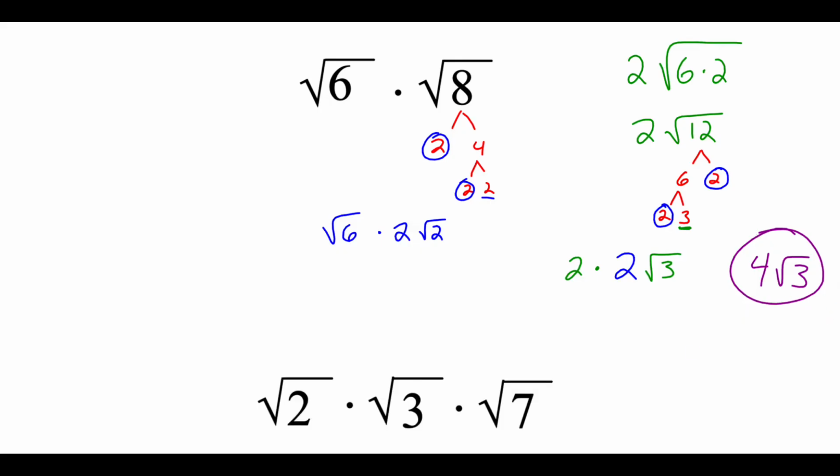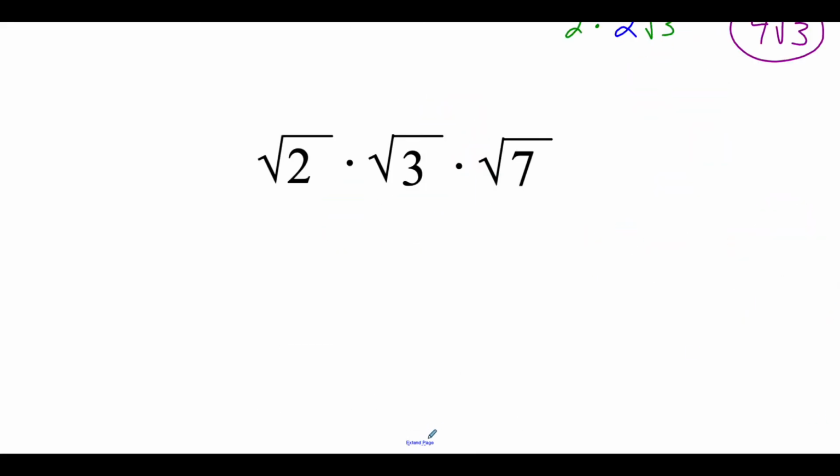Now for this last one, we're multiplying 3 pieces together, and the rules are still the same. We want to check to see if there's any simplifying that can happen. We can't simplify down 2 at all. We can't simplify down the 3, and we also can't simplify down the 7. So there's no reducing that can happen here.